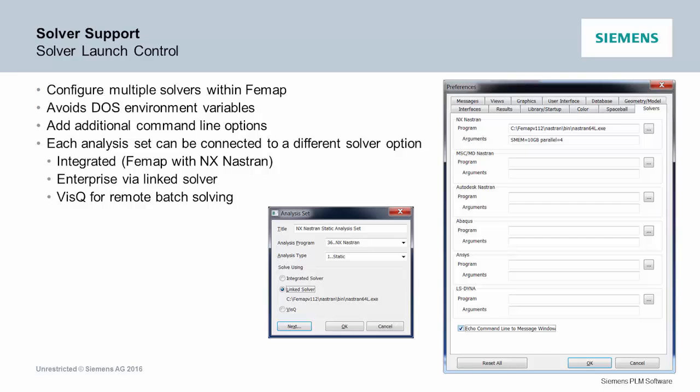You can now tell it where your ANSYS solver is. You can tell it where your Autodesk Nastran or Dyna is. You just tell it where it is, and you have additional command line arguments if you need to feed something in from memory or whatever you do. So then when you hit Analyze with Femap, it'll go out, find that solver, launch that, run your job.